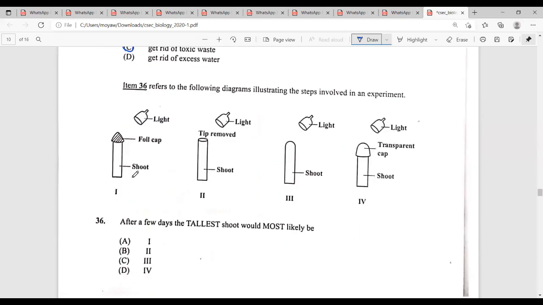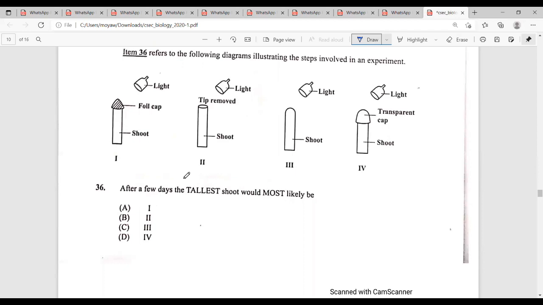Question 36. Item 36 refers to the following diagrams illustrating the steps involved in an experiment. After a few days, the tallest shoot would most likely be: 1 with a foil cap, 2 with the tip removed, 3 where nothing was done to it, and 4 with a transparent cap. This is also a repeated question, and the best option is 1, because the foil cap will create a dark medium. And remember, plants have auxin, which is a growth hormone that normally elongates the plants in dark areas.